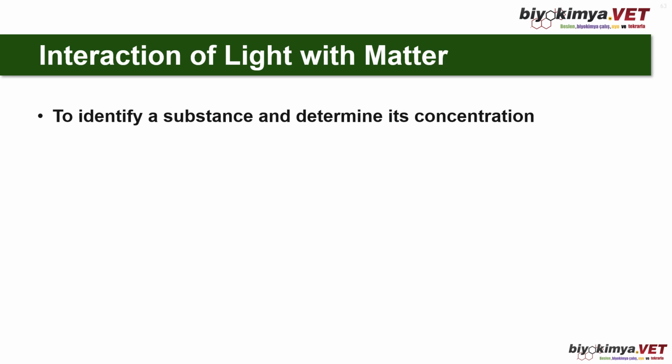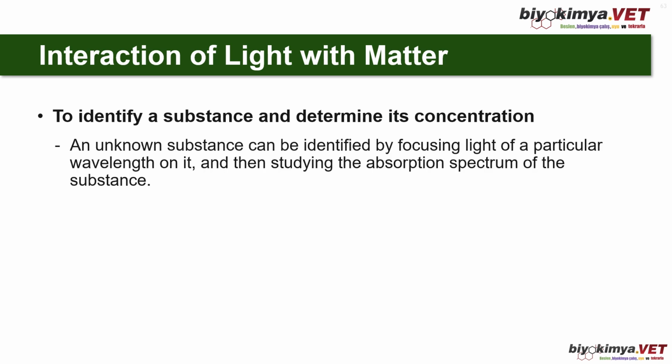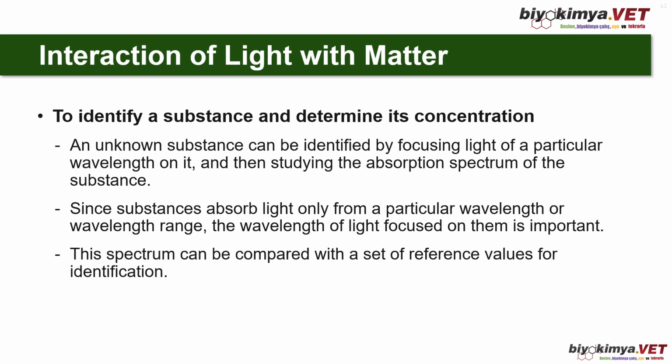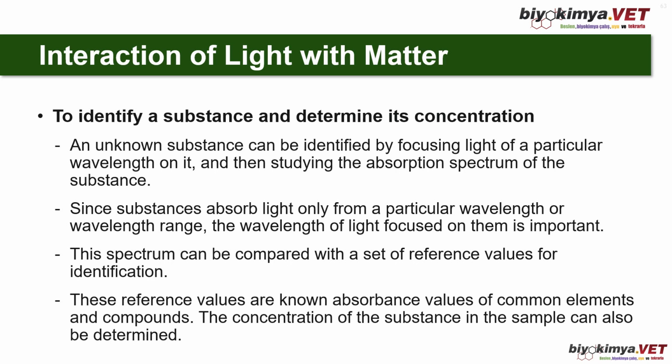To identify a substance and determine its concentration, an unknown substance can be identified by focusing light of a particular wavelength on it and then studying the absorption spectrum of the substance. Since substances absorb light only from a particular wavelength or wavelength range, the wavelength of light focused on them is important. This spectrum can be compared with a set of reference values for identification. These reference values are known absorbance values of common elements and compounds. The concentration of a substance in the sample can also be determined.